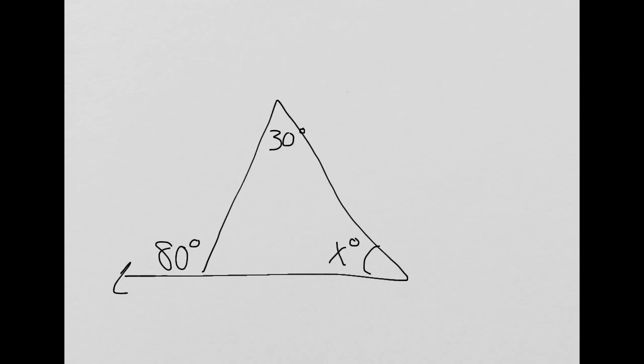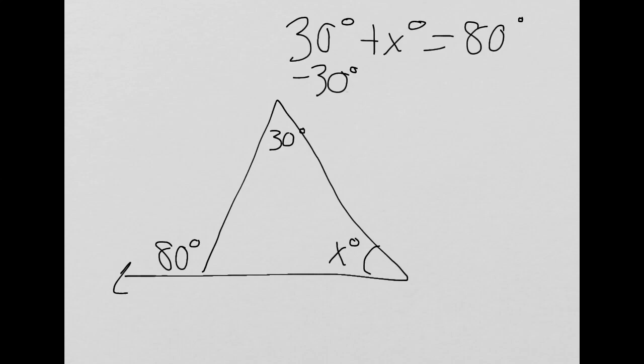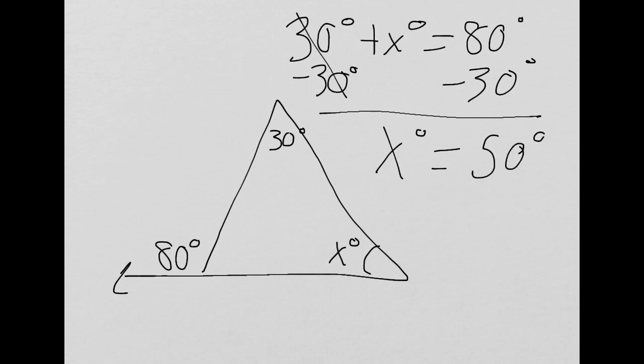Now that you've had a chance to work on that on your own, let's go over it together. So, Theorem 3-12, I can use that again, says that the sum of my two remote interior angles is equal to the measure of my exterior angle. So I can set up the problem: 30 degrees plus x degrees equals 80 degrees. Then I just have to use my awesome algebra skills, subtract 30 degrees from both sides. I end up with x degrees equals 50 degrees. So x equals 50.